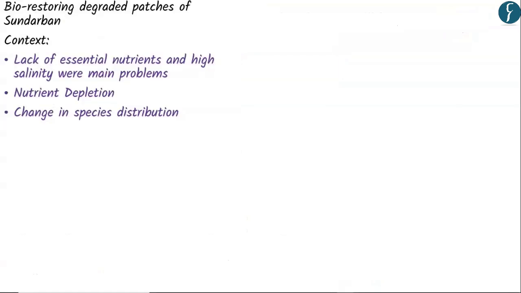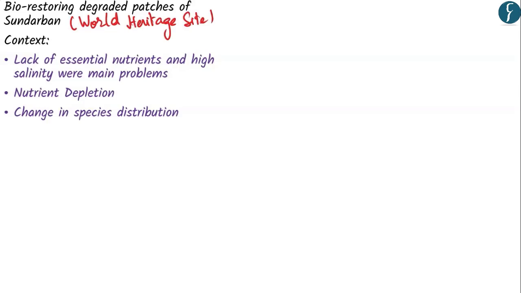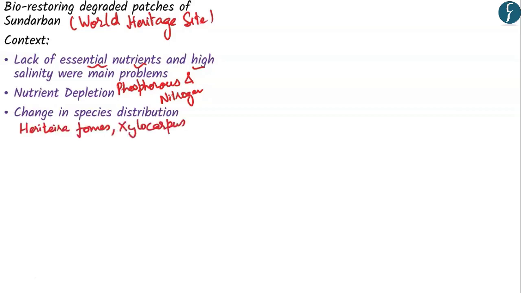Now, increasing anthropogenic activities along with natural stress have led to massive degradation of one of India's World Heritage Sites, the Sundarbans. According to a recent study, lack of essential nutrients and high salinity were the problems that the Sundarbans is facing. Nutrient depletion, especially of phosphorus and nitrogen, was found to be directly connected with the decline of the forest cover. Researchers also saw a change in the species distribution. Salt-sensitive ones such as Heritiera fomes, Xylocarpus, and Phoenix paludosa were not able to cope with the increase in salinity and declined, while the tolerant varieties thrived.